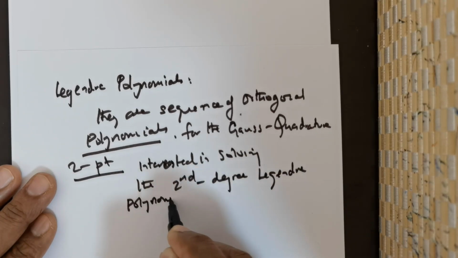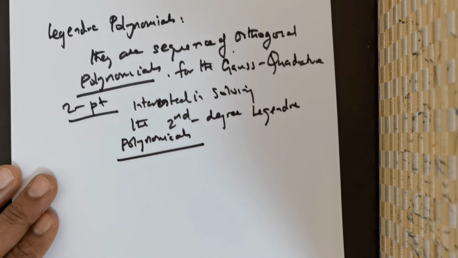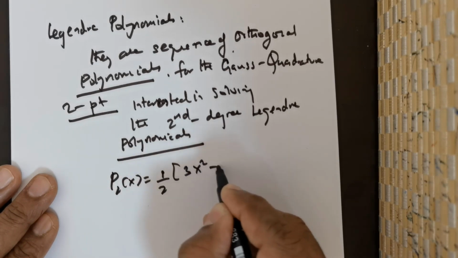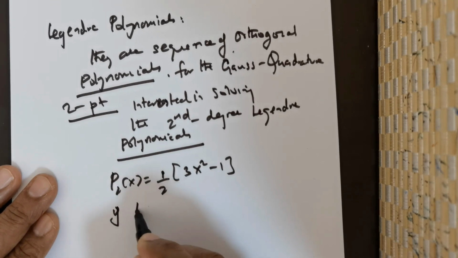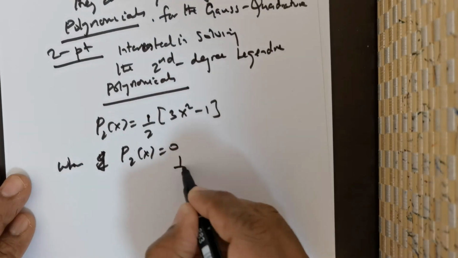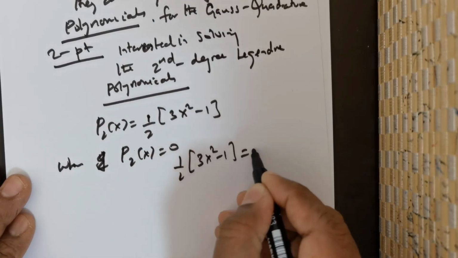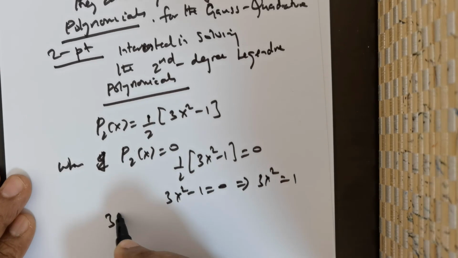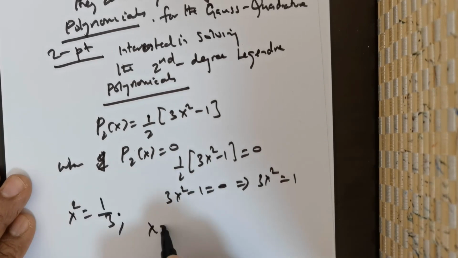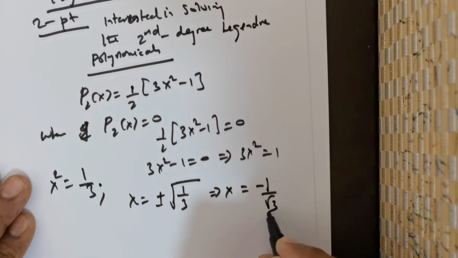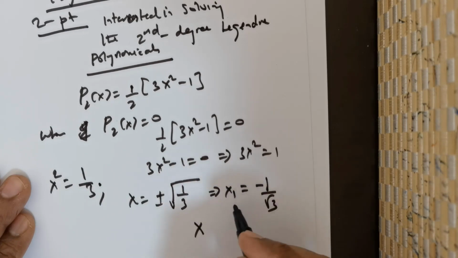Okay. Now the question is, what is the form of the Legendre polynomial? The form is P2 of x equals 1 over 2 times (3x squared minus 1). When P2 of x is equal to 0, we get 1 over 2 times (3x squared minus 1) equal to 0, which means 3x squared minus 1 is equal to 0, which means 3x squared is equal to 1, which means x squared is 1 over 3, so x is equal to plus or minus root of 1 over 3. Two roots are there: negative 1 over root 3, and if this is x1 and this is x2, you get positive 1 over root 3.